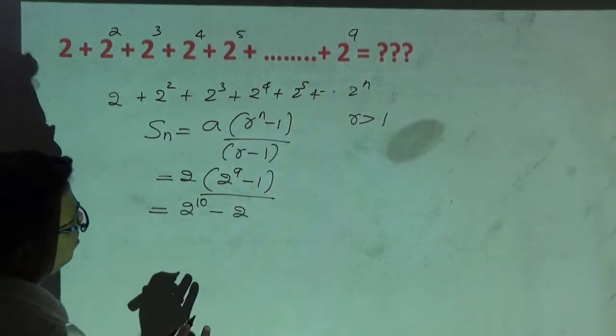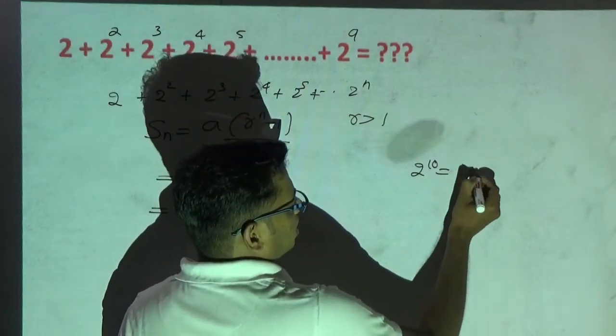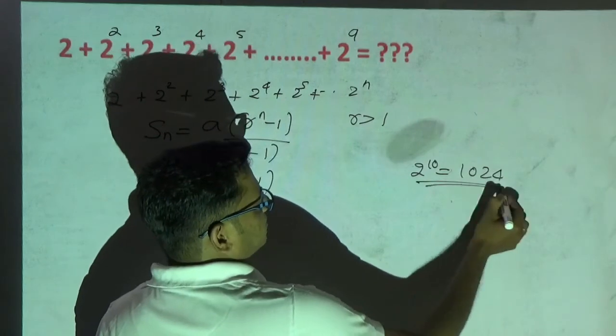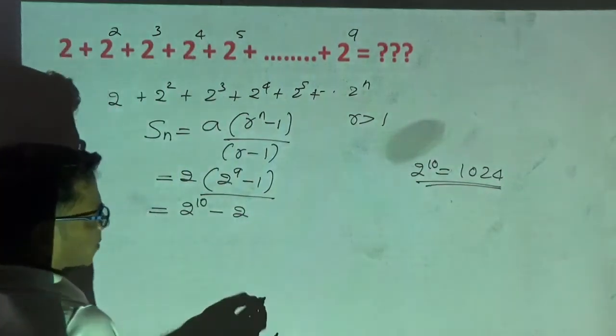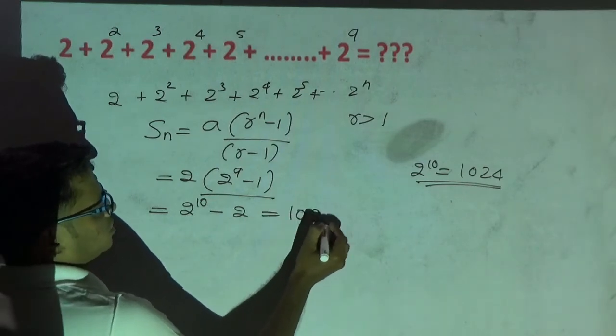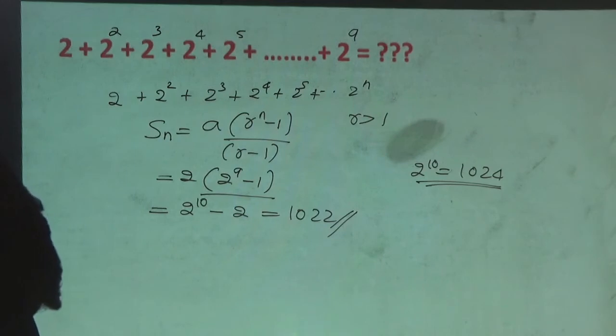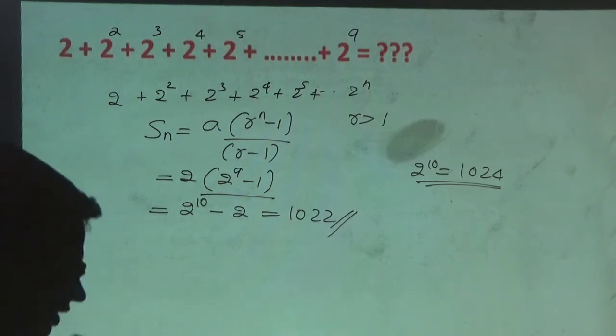Okay. 2 power 10, you remember that is 1024. You can remember this value directly. Please remember this value: 2 power 10 is 1024. 1024 minus 2 is 1022. The answer for this question is 1022. Yes, right answer. Okay.